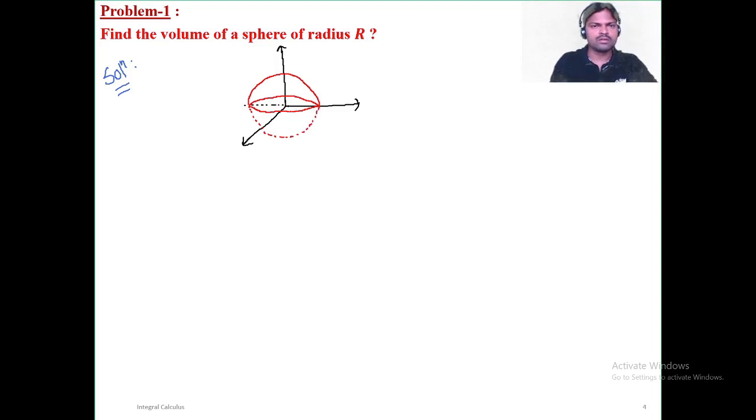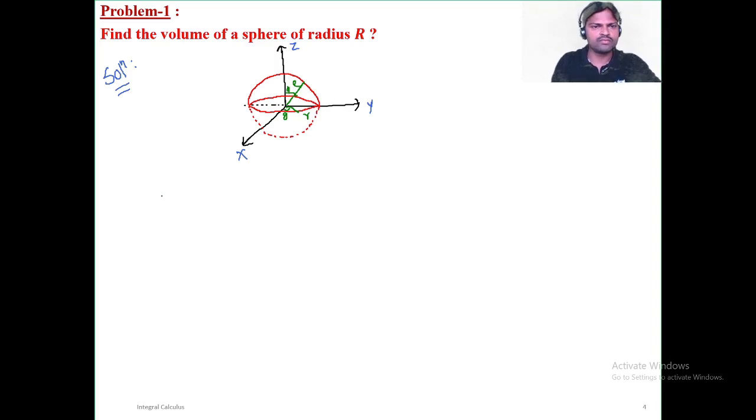Okay, consider this is the x-axis, this is the y-axis, and this is the z-axis. Assume this is the rho axis, this is rho, and this angle is pi. Consider this is the r axis, and its angle is theta. So three variables are involved: rho, pi, and theta.